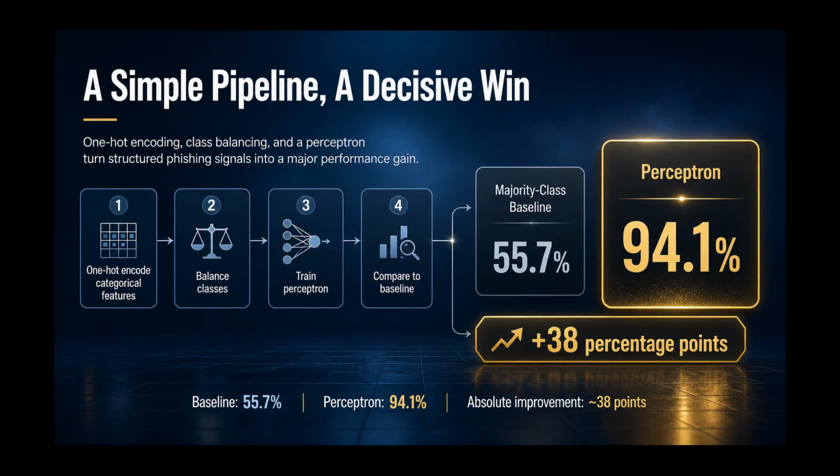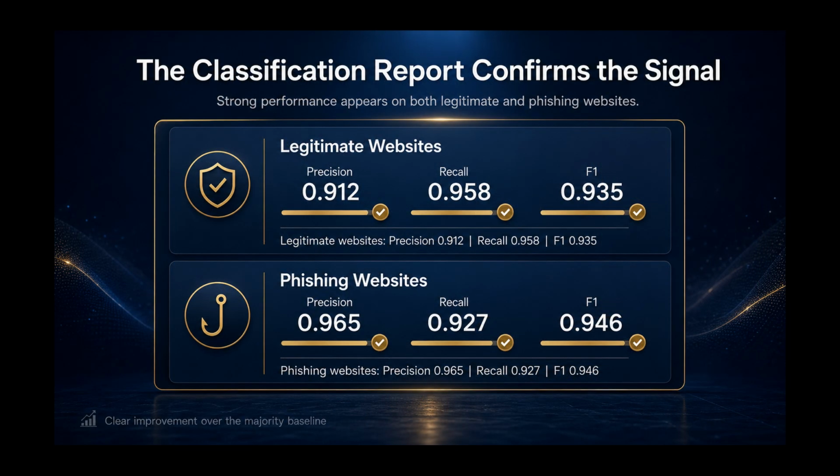On the OpenML phishing websites dataset, the perceptron dramatically outperforms it. Same foundational model, very different data geometry, very different outcome. The classification report makes the result even clearer.